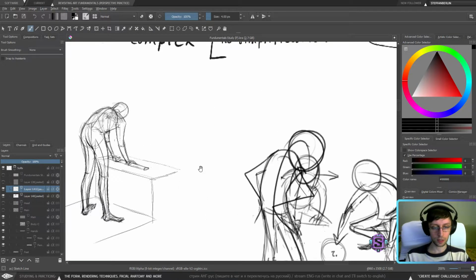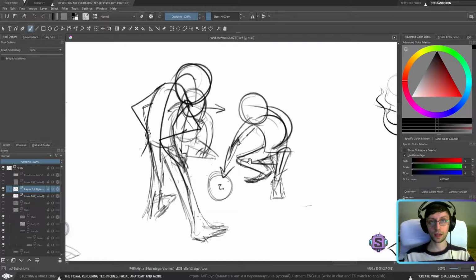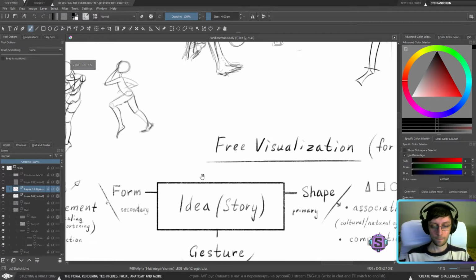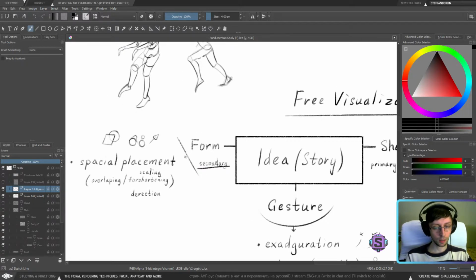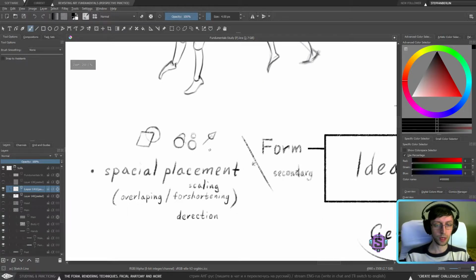Again, just making things a little bit smaller in space, deeper in space, and adding the illusion of form, but not thinking about this as a primary, again, secondary. And because of this, we're not going to use too many instruments.